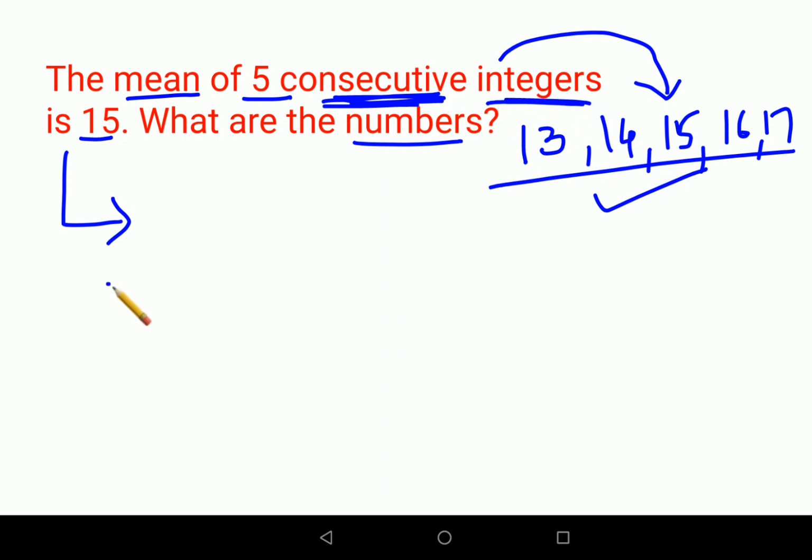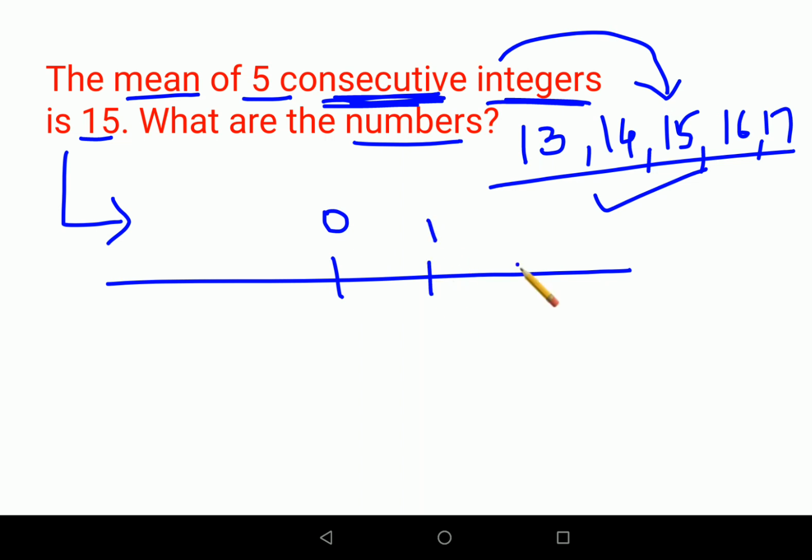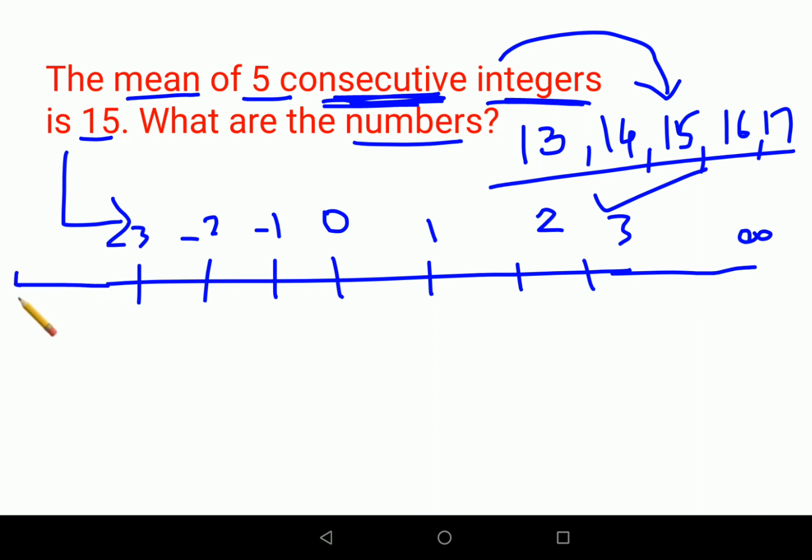Let's look at a number line. Here you have 0, then you have 1, 2, 3, which goes up to positive infinity. Then here you have -1, -2, -3, which again goes out to negative infinity. So basically we are talking about positive as well as negative numbers.